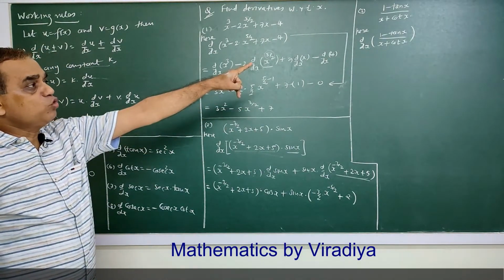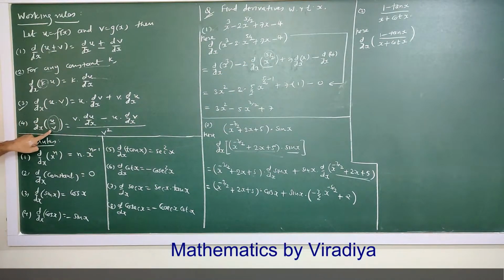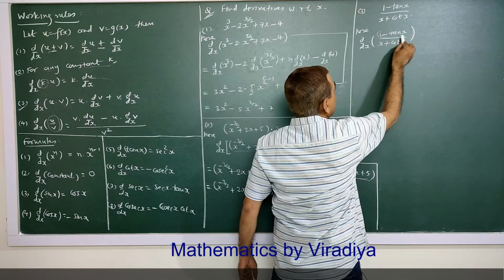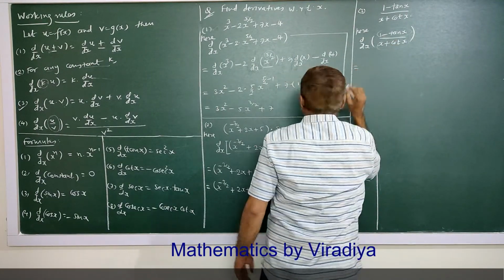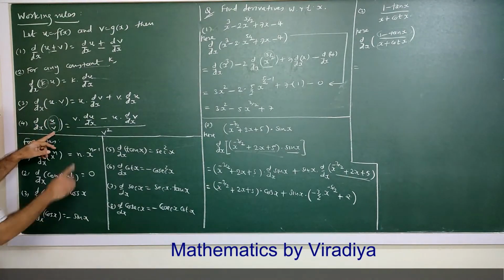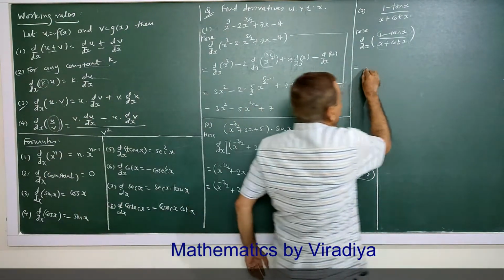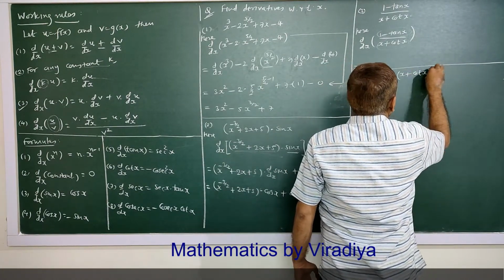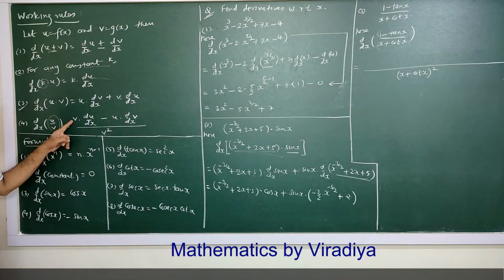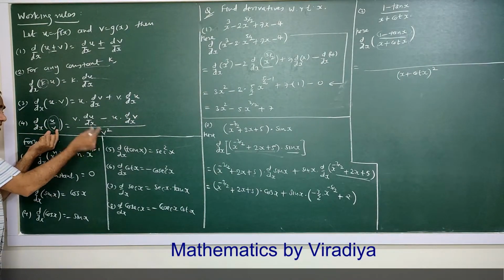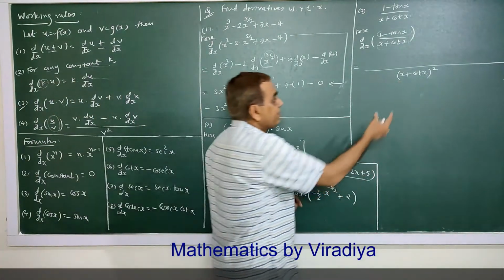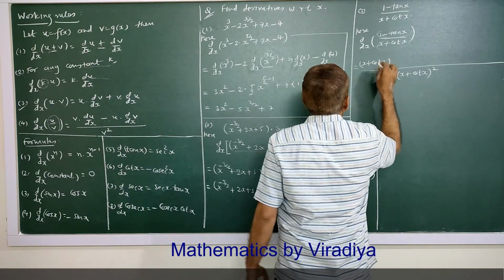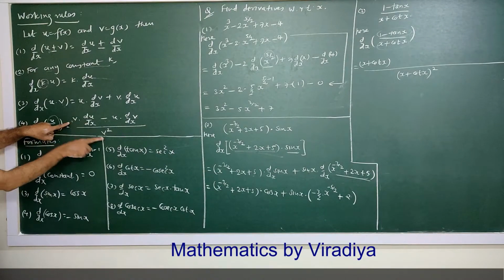We want the derivative of u by v. So applying this rule, we consider this numerator as u, denominator as v. Then by this rule, d by dx of u by v is v square as it is. Denominator we put v square. Then here v as it is, whatever you put here, the same number put here, x plus cot x.